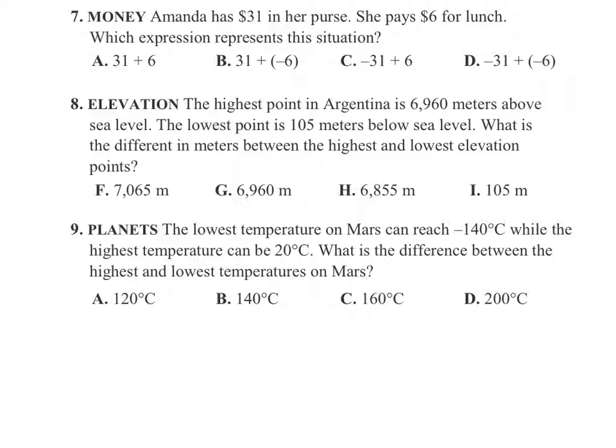Monies. Amanda has 31 bucks in her purse. She pays $6 for lunch. Which expression represents this situation? Well, B would represent that. Why? Because the positive sign and negative sign next to each other are turned into a subtraction sign. Correct. Well, this one represents the 31 bucks is how much she has, so that's a positive. So that's why that 31 is positive. And since she's paying $6, it's like adding a negative, or we would write subtraction maybe, but there's multiple choice, so we're in good shape.